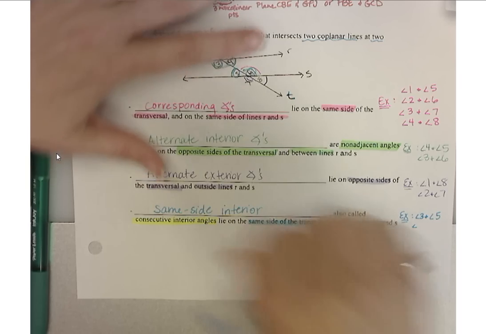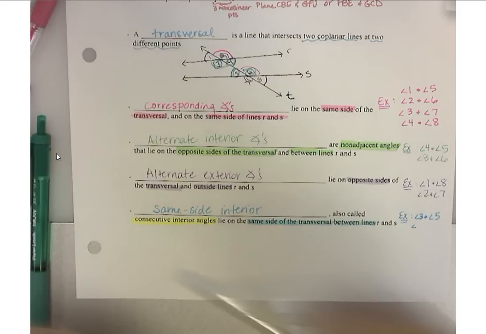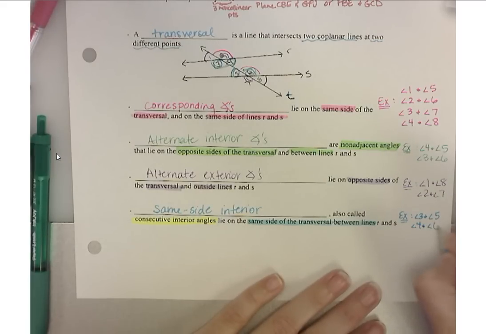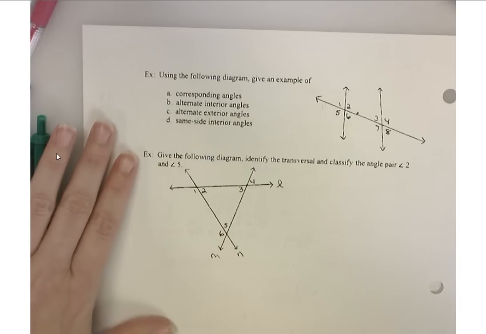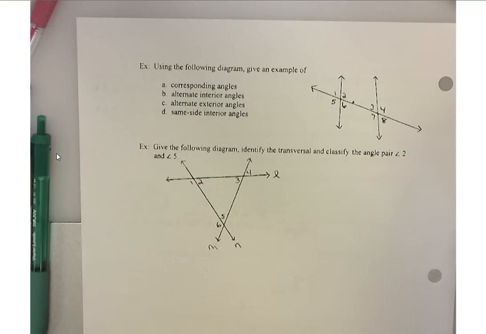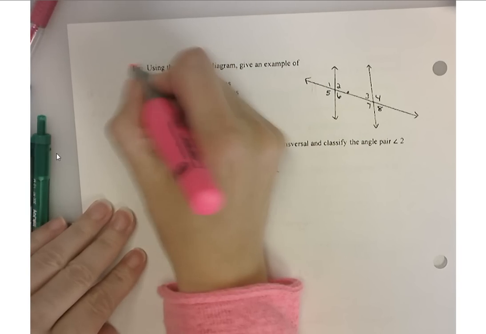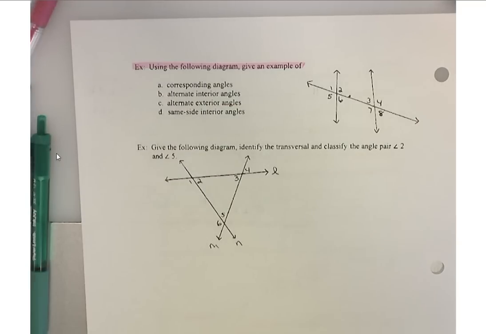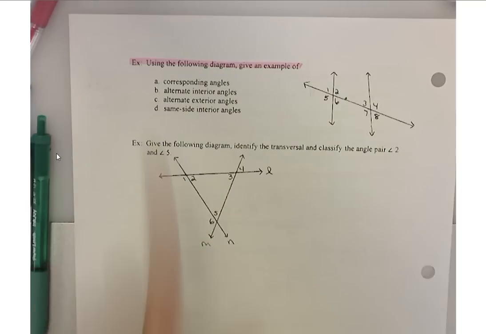Notice they're on the same side, 3 and 5. They're in between the lines. 4 and 6, same side, in between the lines. Okay, so those are your special pairs of angles. So now we are going to look at our last couple examples, and using this diagram, you are going to give an example of the following. The first thing you have to do is give an example of corresponding angles, then alternate interior, alternate exterior, same side interior.